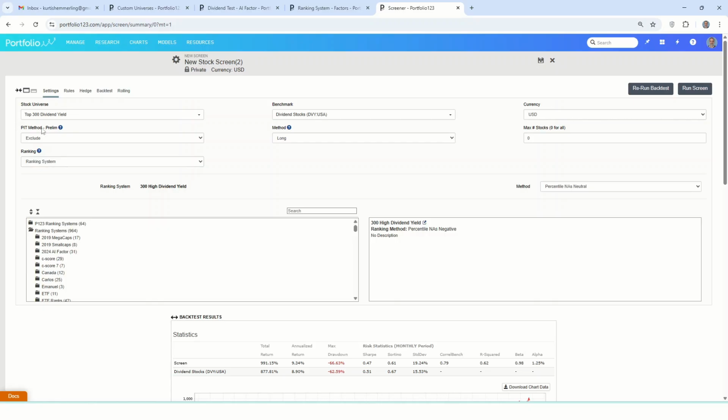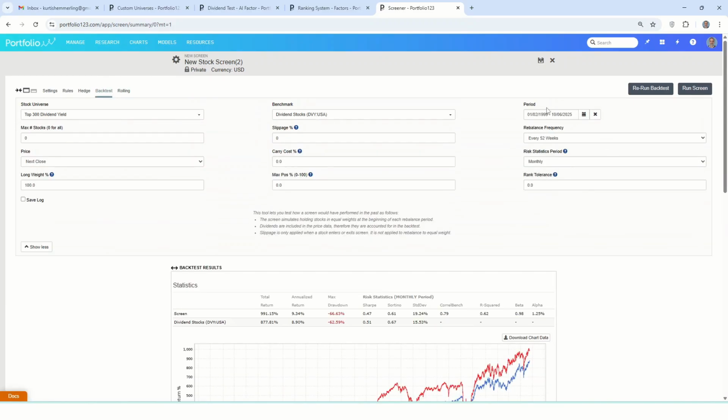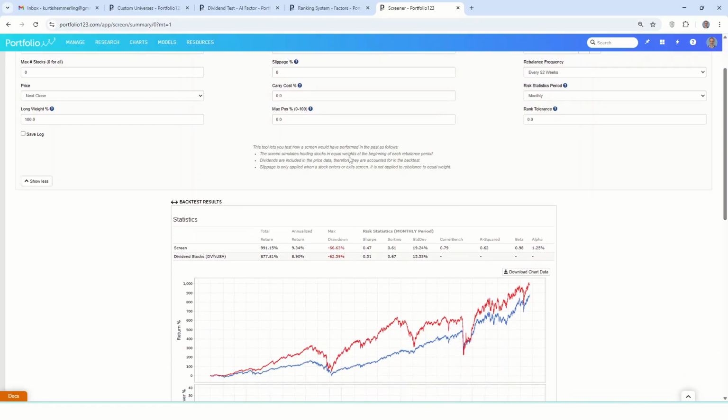I select as my stock universe the top 300 dividend yield. So in the backtest tab, I set the period from 1999 till current. We rebalance every 52 weeks. And here is our performance down here. We have in our universe 9.34% annualized return, drawdown minus 66%, Sharpe 0.47. So that's all the stocks in our universe.